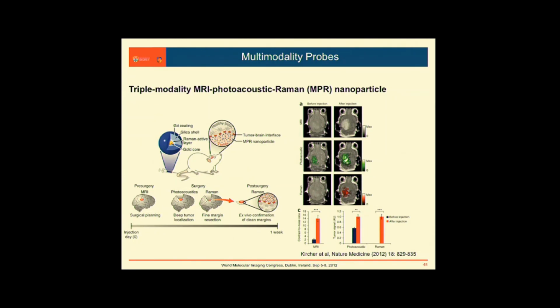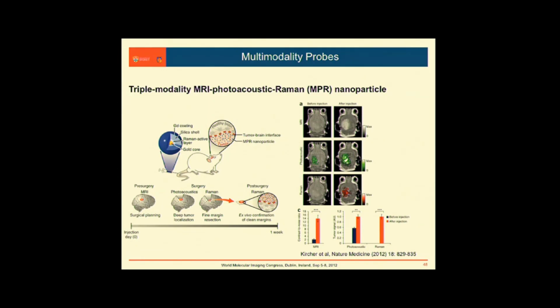Medicine earlier this year. It describes the triple modality contrast agent called the MRI Photoacoustic Raman, or MPR, nanoparticle. This nanoparticle is comprised of a gold core coated by a Raman active layer with a silica shell containing gadolinium on the outside. So the images in the left column on the right were obtained in a mouse with an implanted glioblastoma with the 3 modalities prior to the injection of MPRs.